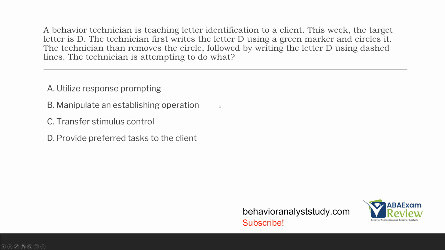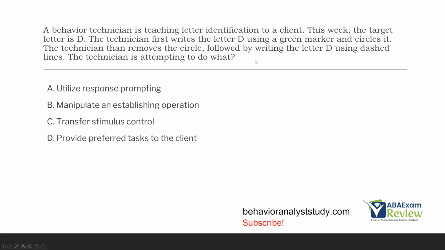So C, transfer stimulus control. Transferring stimulus control sometimes gives people issues. All we're essentially saying when we're transferring stimulus control is we're fading prompts, right? Because you're trying to transfer stimulus control from a prompt to a not prompt. So if our first prompt, which is writing the letter D using a green marker and circling it, is going to initially have stimulus control over the response, we need to transfer stimulus control, or basically fade it, transfer it to a more realistic letter D.